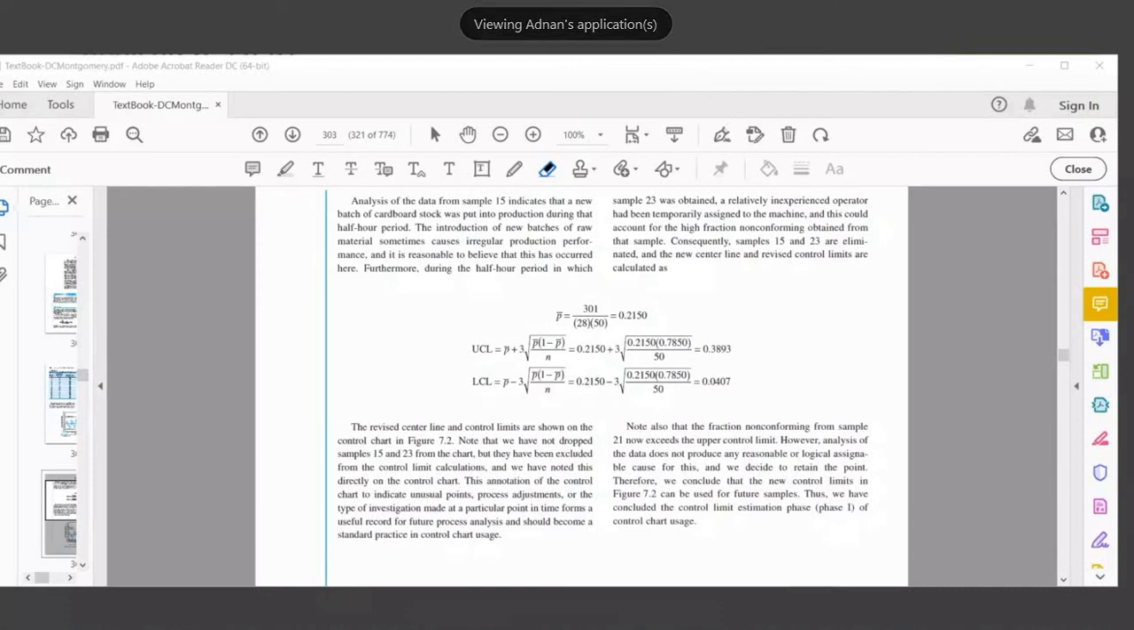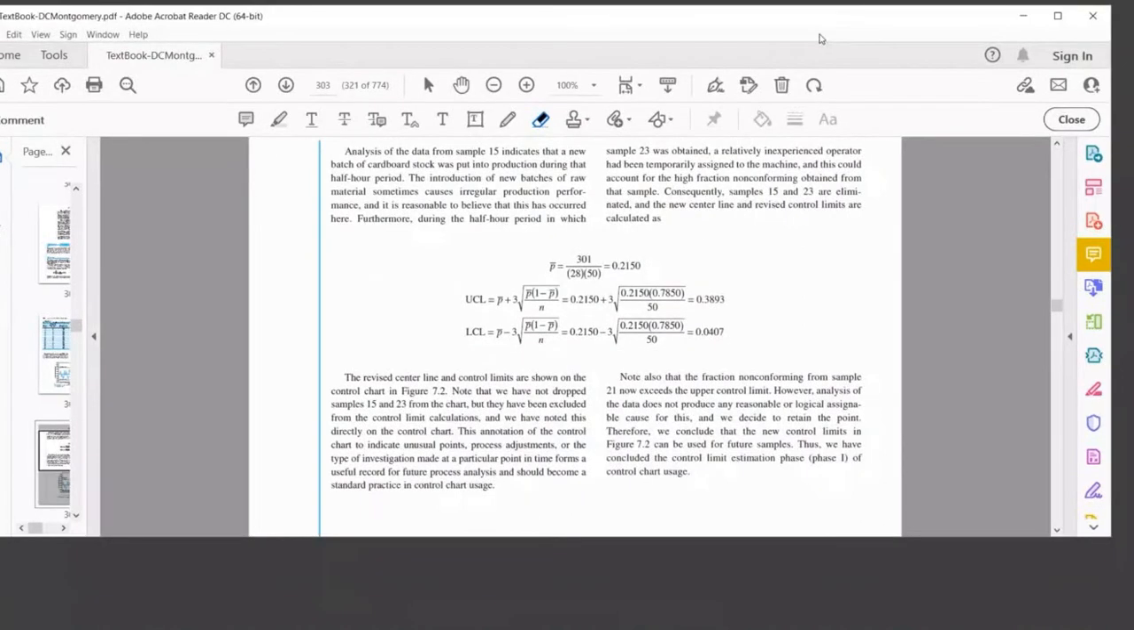Screen, do you see now what I'm sharing, the ebooks, on the screen? Okay, good. Okay, let's see.